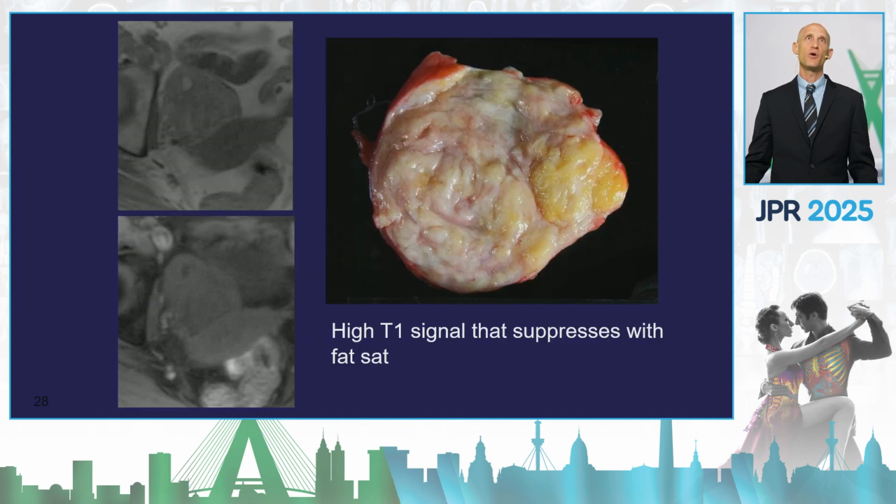Okay, here's another example. We have a subserosal uterine mass. Notice that it is mostly soft tissue attenuation, but there are some small areas of high T1 signal intensity which decrease on fat suppression. That corresponds to the yellow material that we see here at gross pathology, okay, confirming a lipoleiomyoma.